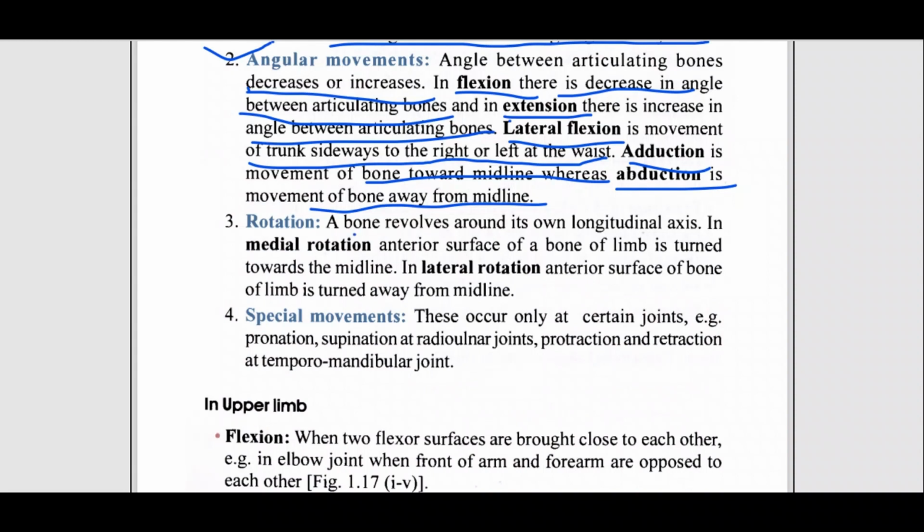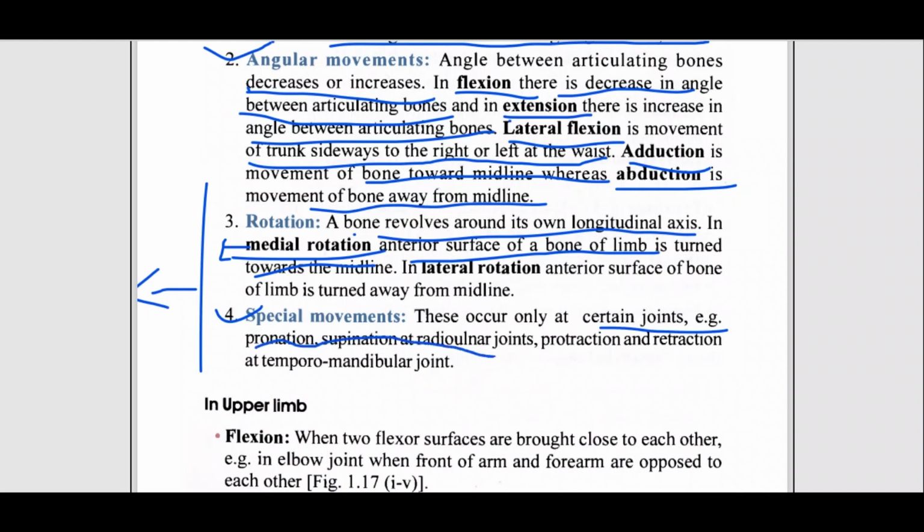Now, third one is your rotation. In rotation, नाम से जाहिर है, a bone revolves around its own longitudinal axis. In medial rotation, the anterior surface of a bone of the limb is turned towards the midline. Medial है, this means it will come towards the midline. However, in lateral rotation, the anterior surface of a bone will go away from the midline.